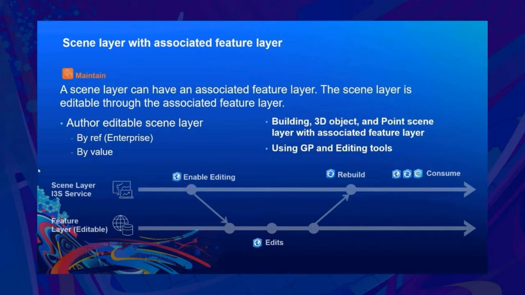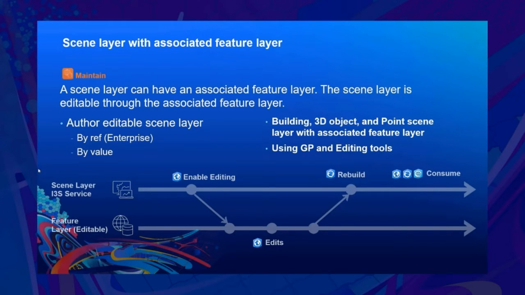Currently, you can maintain feature-based scene layers if they have an associated feature layer, and editing is enabled. You can share by reference, where you keep the associated feature layer in your enterprise geodatabase, or by value. In this case, a copy of the associated feature layer is made into your data store. You need to set the editing option on the associated feature layer and make sure that the option to always set Z to 0 is disabled.